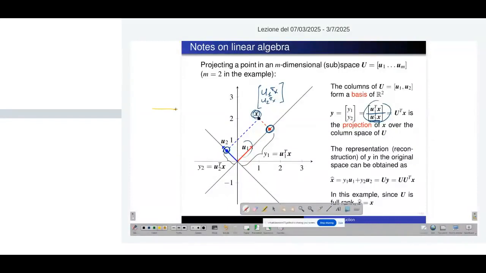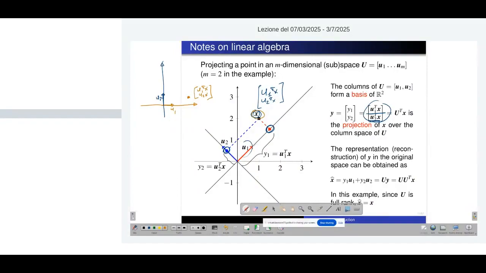So if I were to draw the Cartesian plot using U1 and U2 as axis, so now I do the same drawing, but I use U1 and U2 as axis, then my x point would be somewhere here. This would be the point with coordinates U1 transpose x, U2 transpose x. So this will be the coordinates of the original x in the frame defined by U1 and U2.